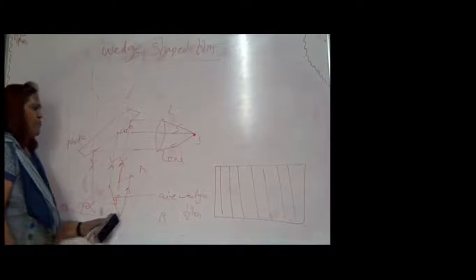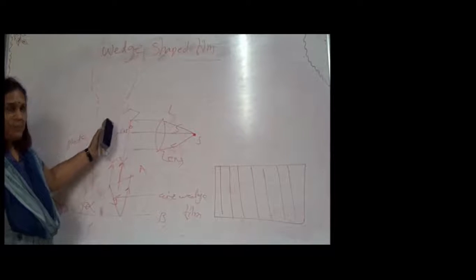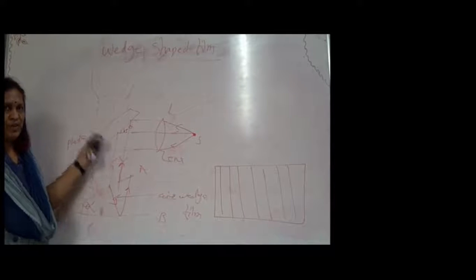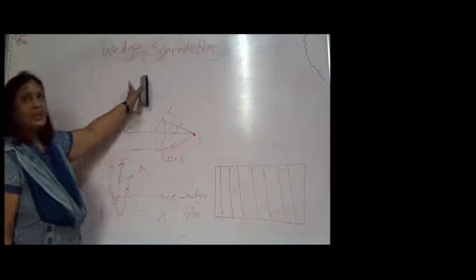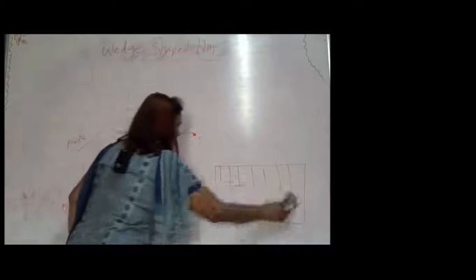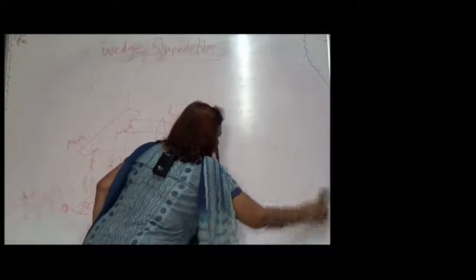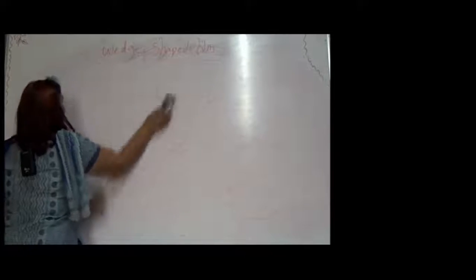We use this phenomenon to test the flatness of a glass plate or the flatness of lenses. We use this phenomenon for an air wedge film. Now those rays are reflected and transmitted. For that we calculate the path difference between them.